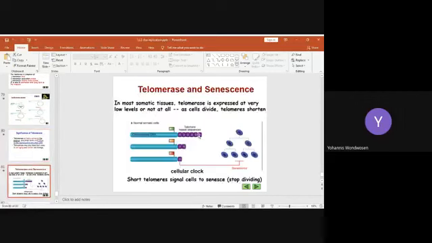When you see telomerase and senescence, that means programmed cell death. In most somatic tissues, telomerase is expressed at very low levels or not at all. As cells divide, telomeres shorten. And they are expecting that this is one of the causes for the occurrence of cancers.